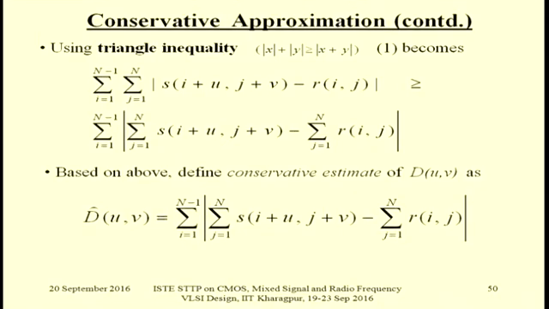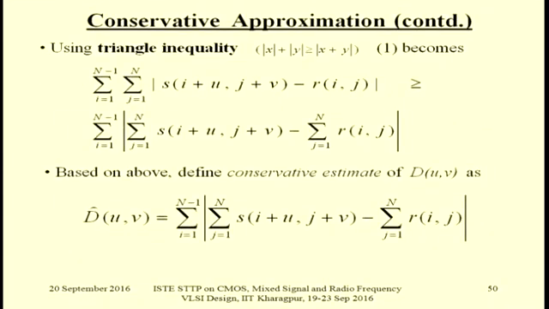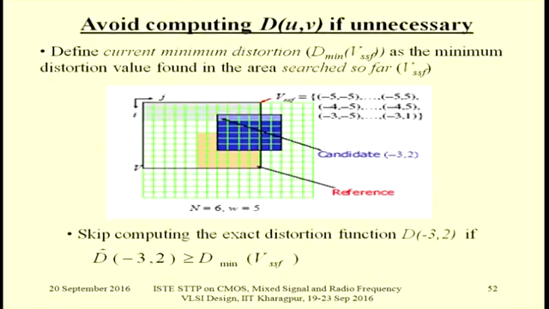Now based on the above, you define a conservative estimate. That means theoretically we have to calculate this, but as a conservative estimate, this we have as d with a cap. So if we can compute this conservative estimate, this will help us in doing away with unnecessary computation. So we rewrite the conservative estimate in this form. This is called a partial distortion estimate for the ith row of the candidate macro block. By means of a picture we are showing.